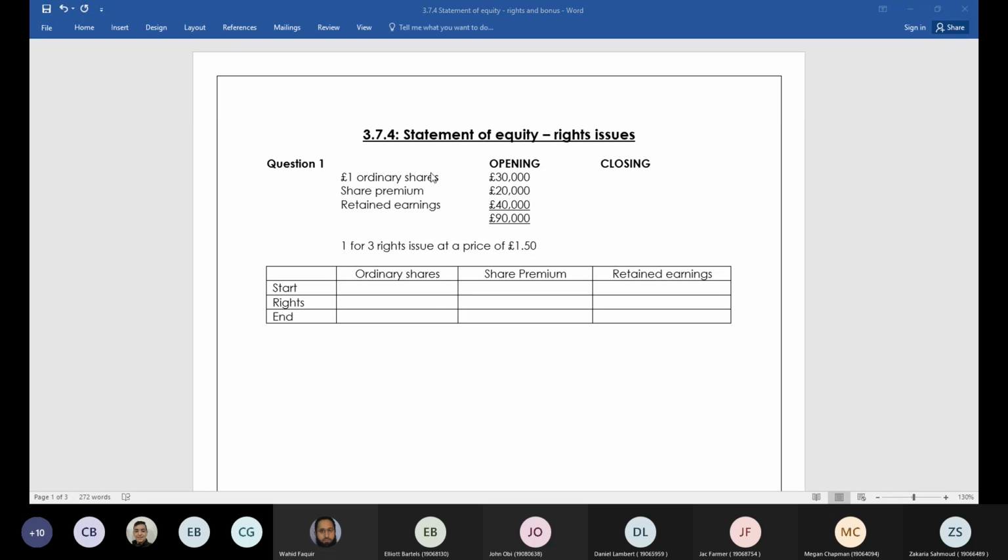Right, document's up, 374. As I was mentioning, without the right document being on the screen, confusingly, this is the first question. You have opening figures for the statement of financial position, the equity section. We're familiar with that. We have a rights issue. We are becoming familiar with that. We need to fill in the Socie table.